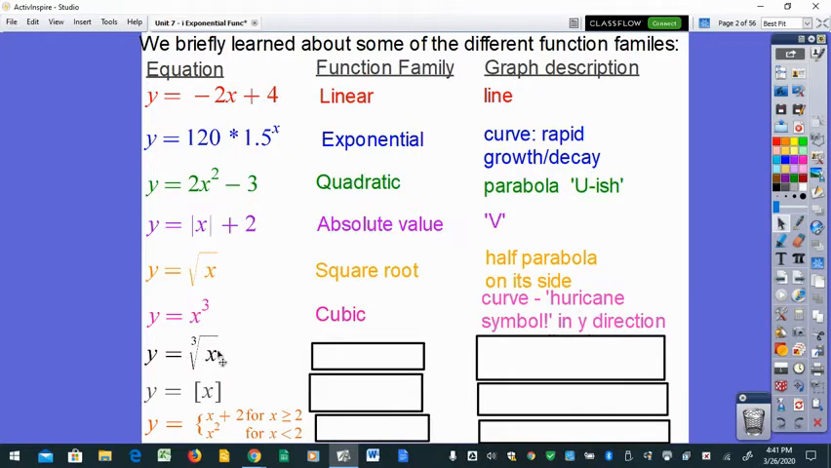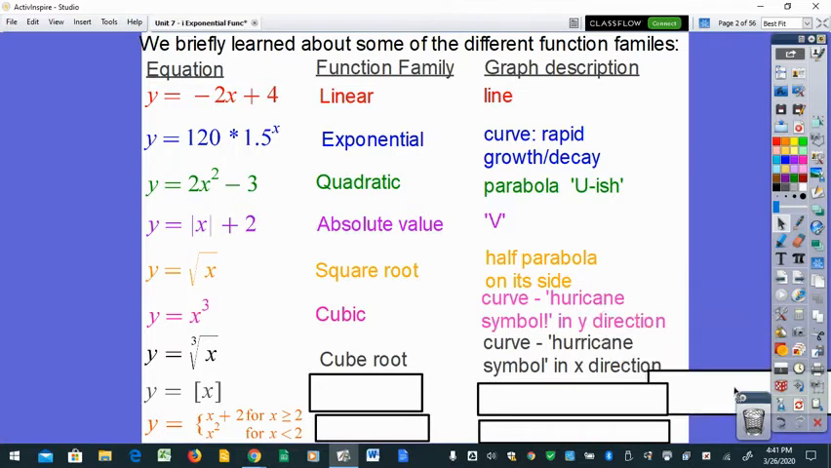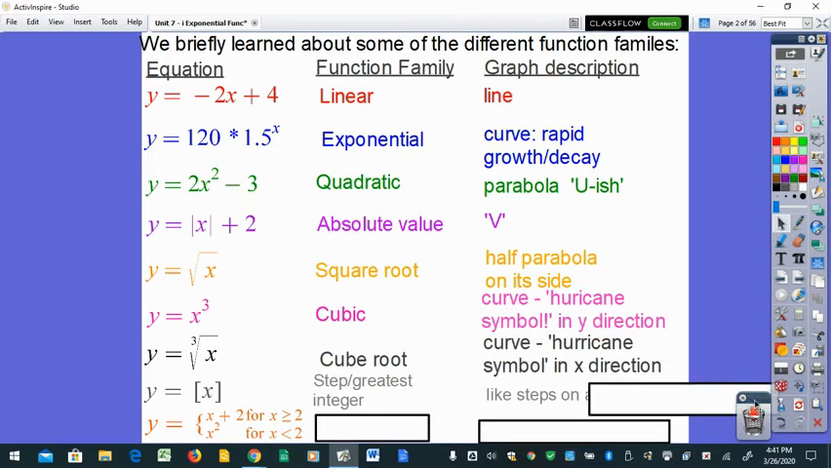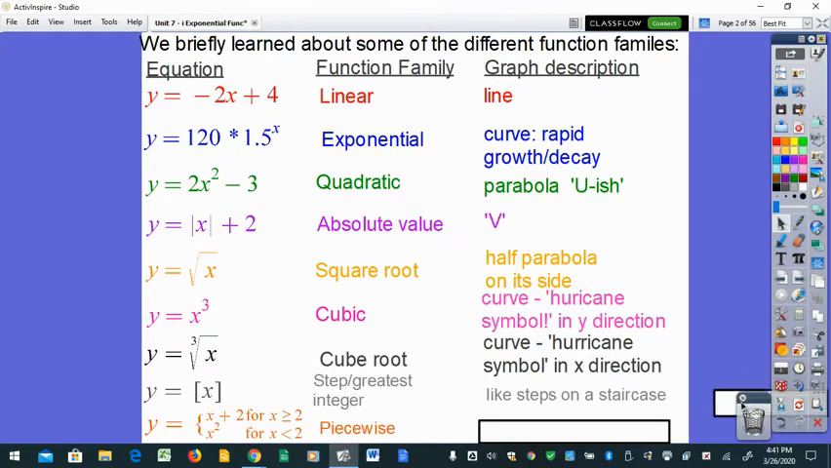Now the next one is the cubed root, and that still has that same hurricane symbol, but it stretches out in the x direction. This was the greatest integer function, or also known as the step function, and it looks like a series of steps or a staircase. And this one is the one that you guys weren't crazy about. This is the piecewise function. So a piece of one, a piece of another kind of function. And it depends on what functions you're graphing here in order to be able to describe the graph.